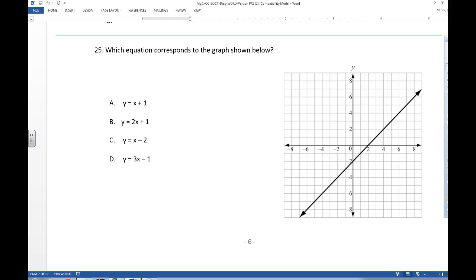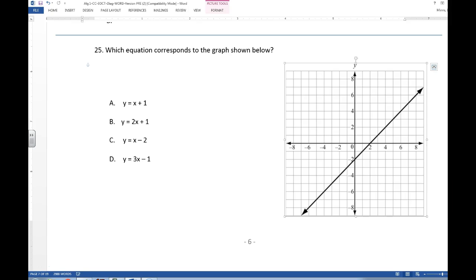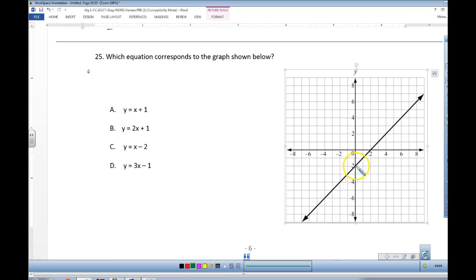Which equation corresponds to the graph below? That's an easy one, I hope. Let's go over here and look at our graph. Where does the graph cross the y-axis? At 2. So we know in the form y equals mx plus b, this y-intercept is negative, I said positive, sorry, is negative 2. Can't I stop right there?